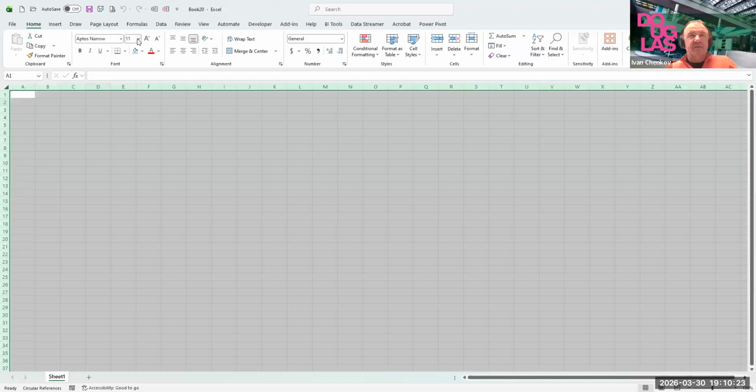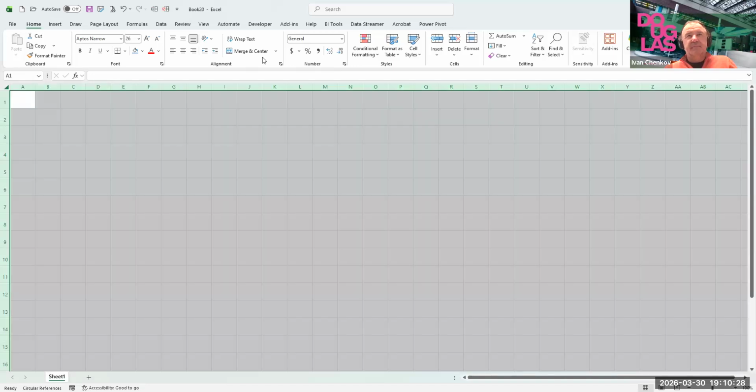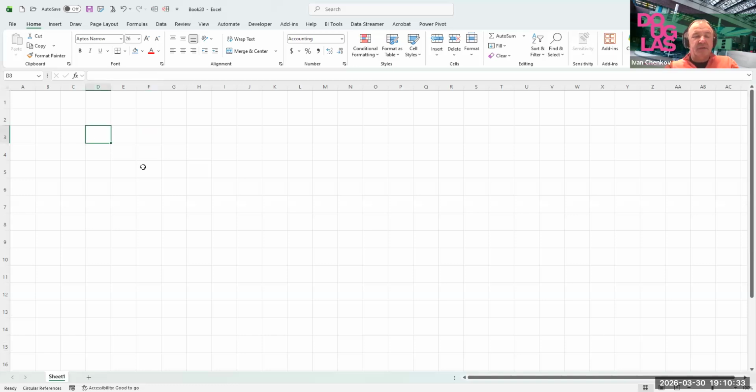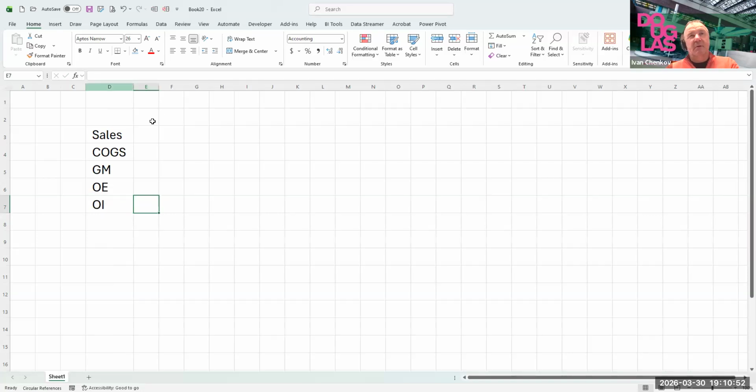That's the Excel spreadsheet. Let's make it bigger, generously bigger, say 26. You have two companies to compare. Both companies have sales. Both companies have cost of goods sold. Both companies have a gross margin. And both companies have operating expenses and operating income. That's very simple. We're going to keep it super simple.